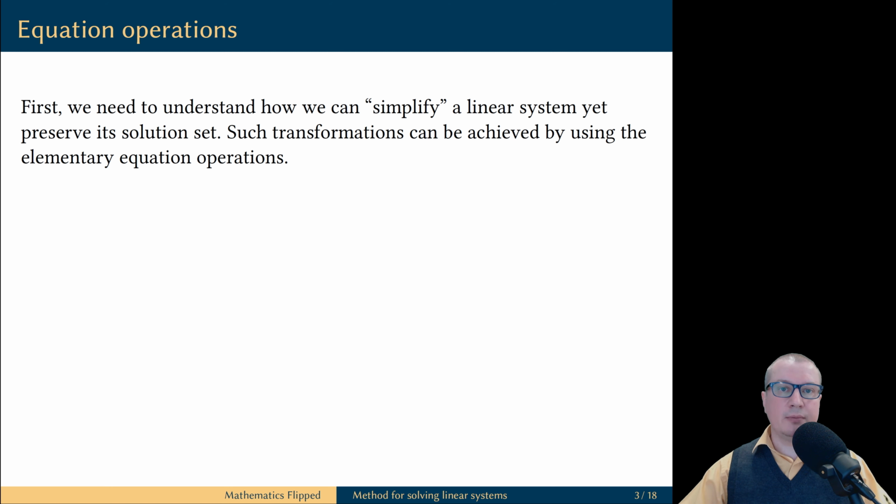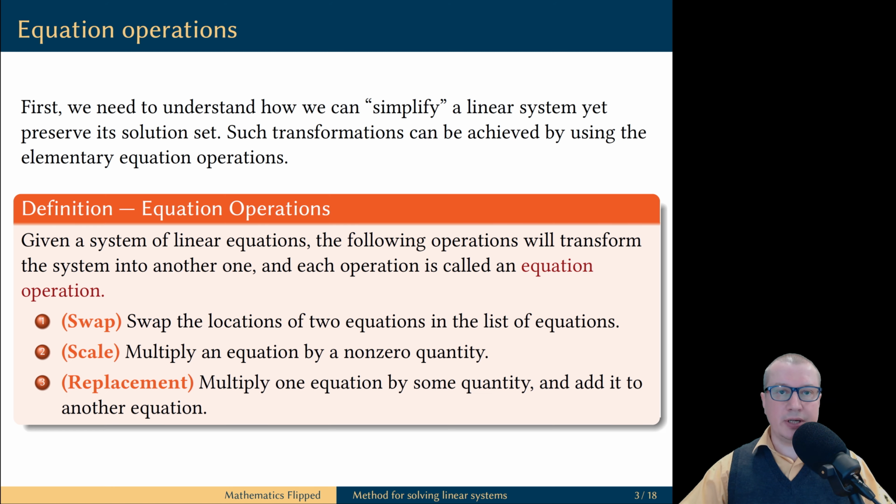This can be achieved by so-called elementary equation operations. Given a linear system, the following operations will transform the system into another one, and each of these operations is called an equation operation. Number one is the swap operation. We can swap the locations of any two equations in the list of equations. Number two is the scale operation. We can multiply one equation by a non-zero quantity. Number three is the replacement operation. We can multiply one equation by any quantity and add the result to another equation.